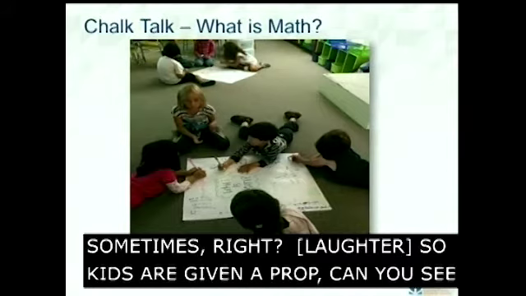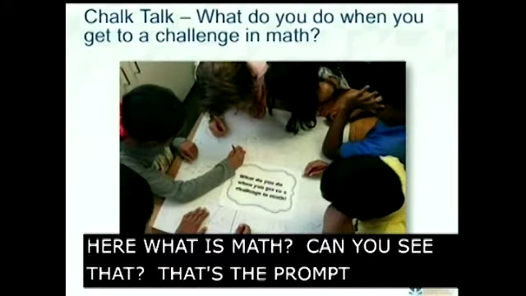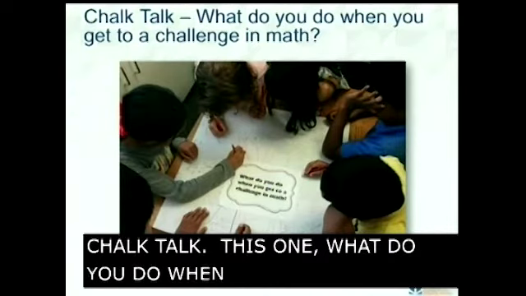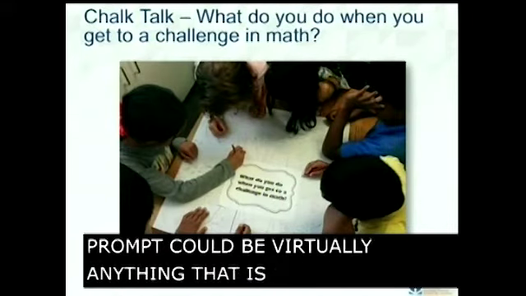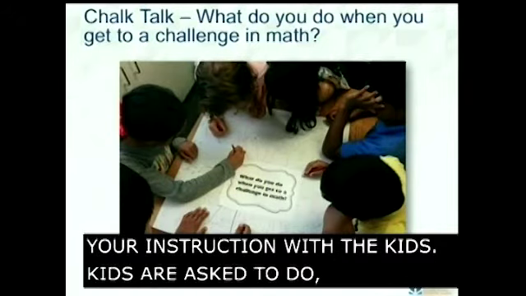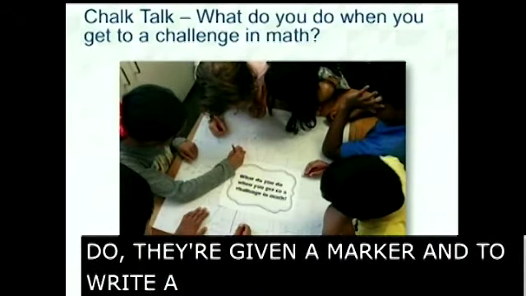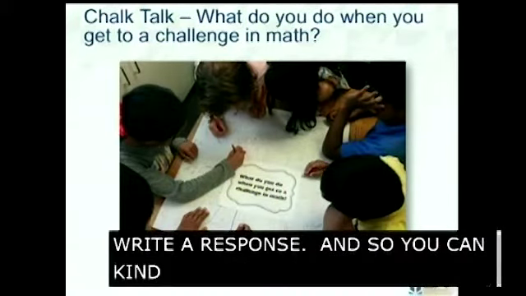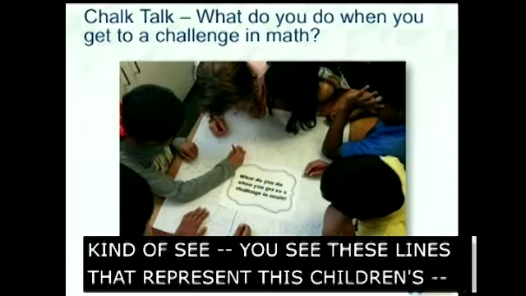You see that in the middle there? That's the prompt for that chalk talk. This one: what do you do when you get to a challenge in math? So the prompt could be virtually anything that's relevant to your instruction with the kids. And what kids are asked to do, they're given a marker and asked to write a response. And so you can see these lines that represent this child's response to that prompt.